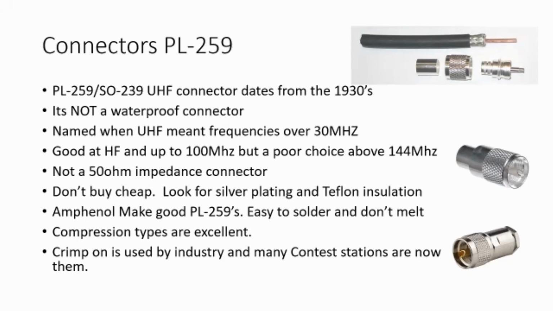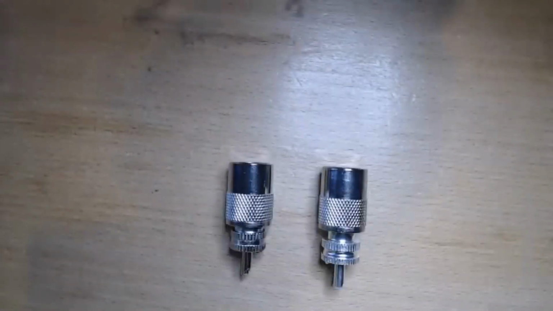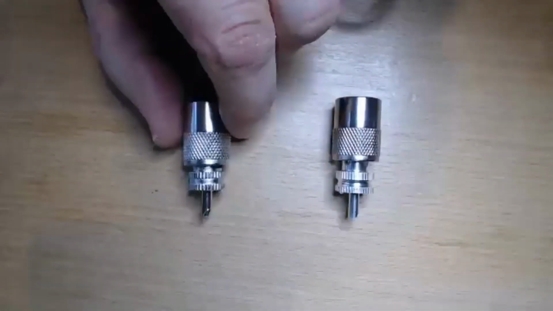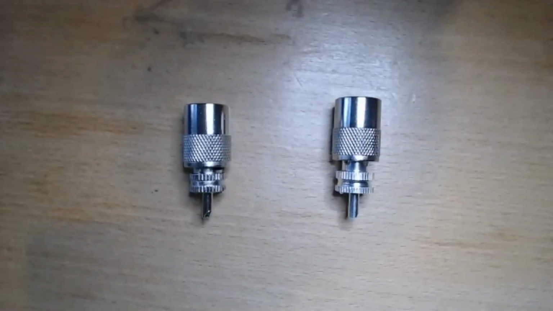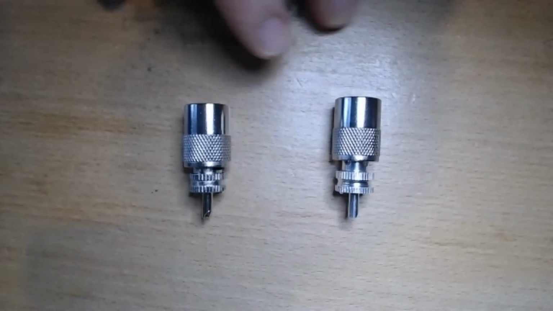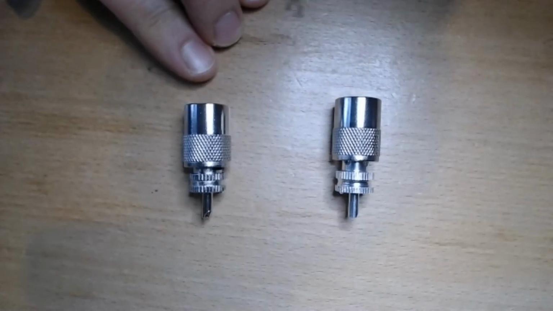There are also crimp-on connectors, and I would use all three types, but I like crimp-ons. They're standard in the industry, and a lot of contest stations are now swapping over to using crimp-ons because they're more reliable. So we've got a couple of PL259s here. Just get them centered. They look very similar. This one here is an Amphenol. This is just a cheap and nasty.